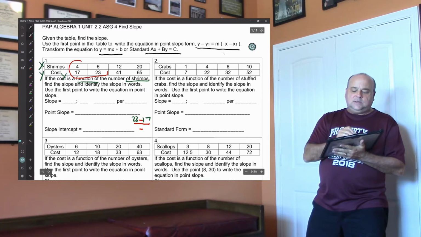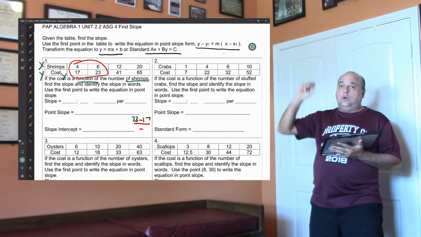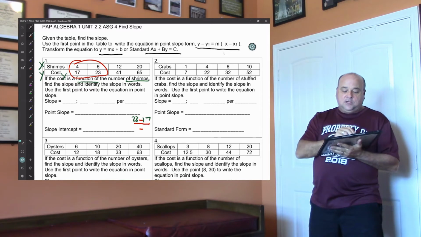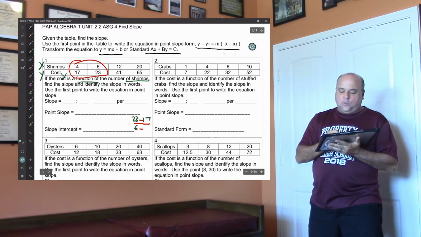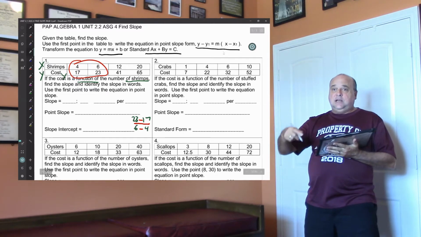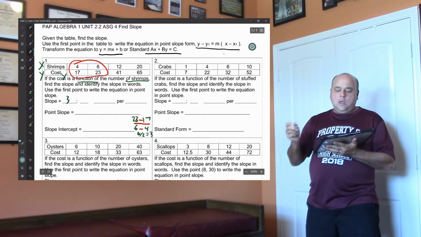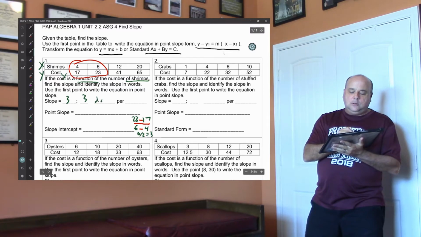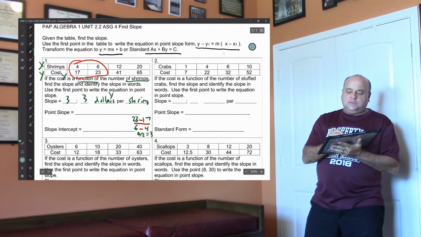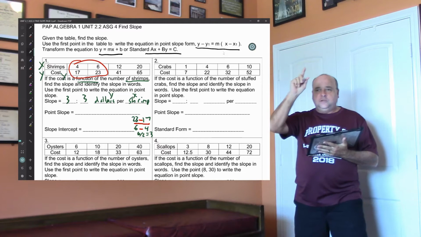Now we could do this, and we're going to use the y's over the x's, right? Sometimes these graphs will be flipped, and you got to be careful of that. So we have 23 minus 17 on the top, and on the bottom we're going to do 6 minus 4. So 23 minus 17 is 6, 6 minus 4 is 2, you get 3, don't you? This will turn into $3, which is my y, per shrimp, which is my x. Remember, your slope is y per x. Your slope is y per x.